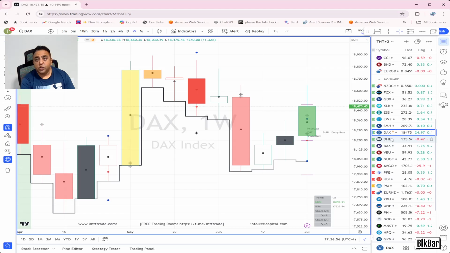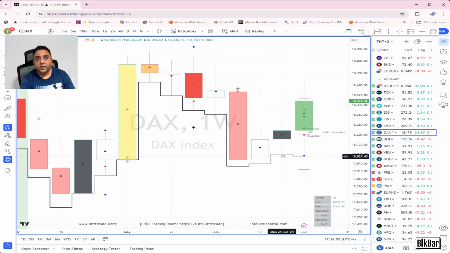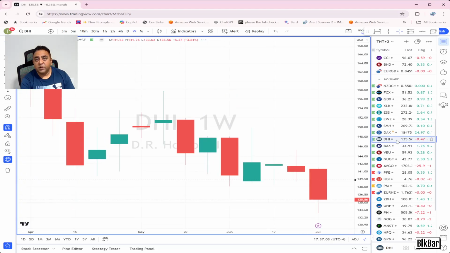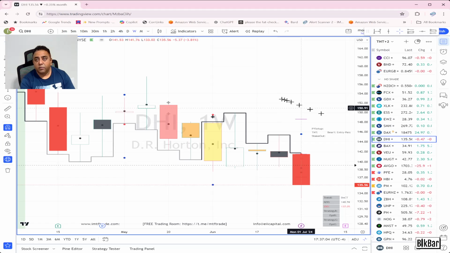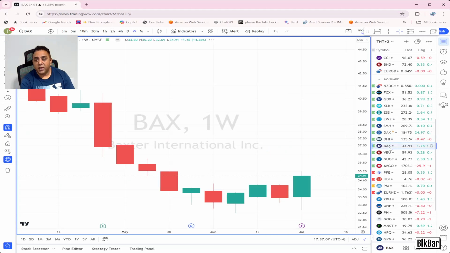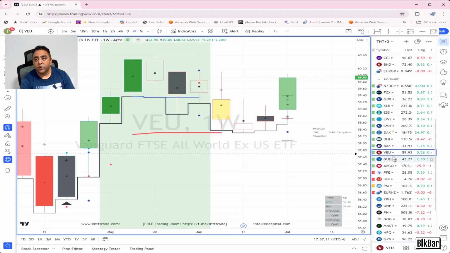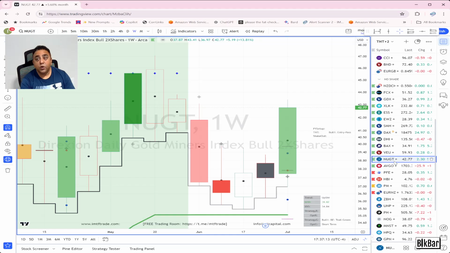DAX here, the German stock market here. This here is now bullish. You could see the big move up. DHI, this is bearish. Home builders for the US side. The BAX, this is bullish. VEU is bullish. NUGT, gold miners here, gold shares.